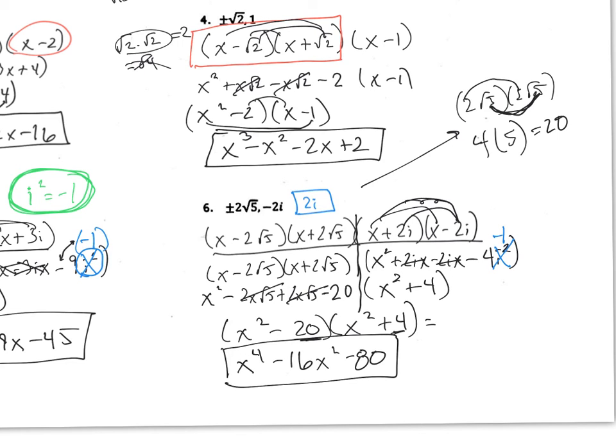So let's go through this a little differently. We would have x to the 4th plus 4x squared, and then inside minus 20x squared, and then the -20 times the 4 is the -80. And then you can see we add these up, and we get the same thing.